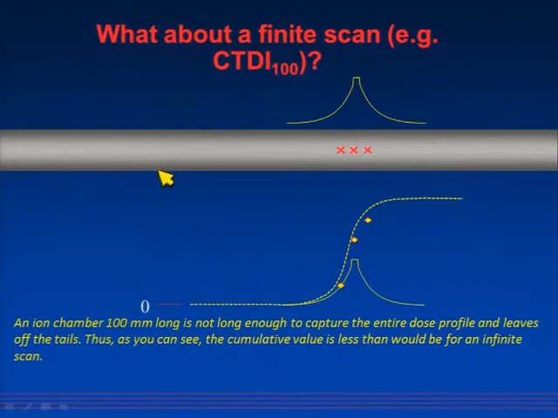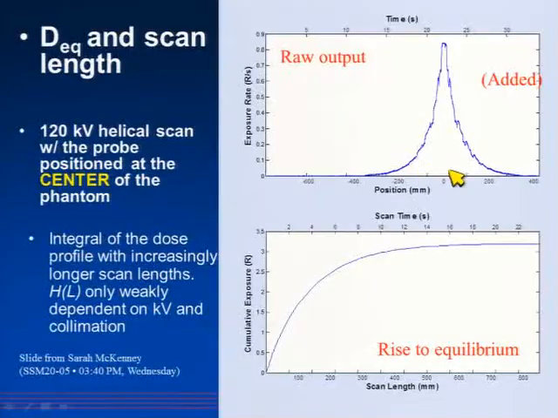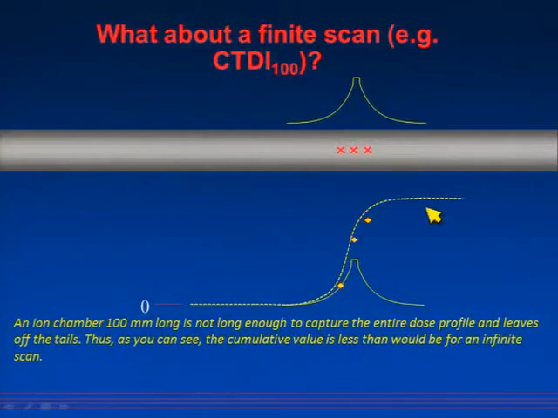Now, how does a finite scan look? Well, if we take a finite scan and we use only part of the dose profile, it's as if we exposed here, here, and here in that long series I showed you earlier. We don't get the dose in the tails. We leave a little bit off. It's still a significant fraction, say something like 70% of the total. It's not the complete total.